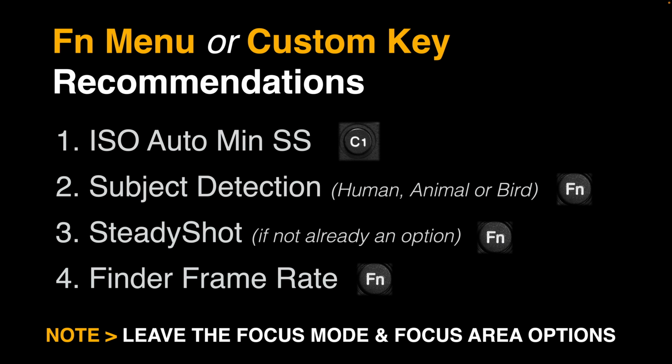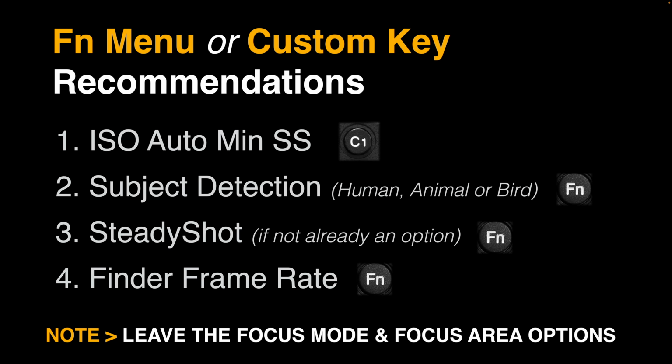Now some of the cameras do have SteadyShot in the FN menu, but quite surprisingly there are many Alpha cameras that don't have access to your SteadyShot settings in the FN menu. So if you don't, that's one of the things that I would recommend that you put into the FN menu. Another one is finder frame rate. Now the memories can't change the finder frame rate.